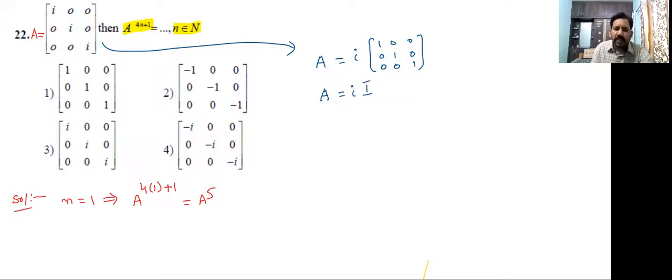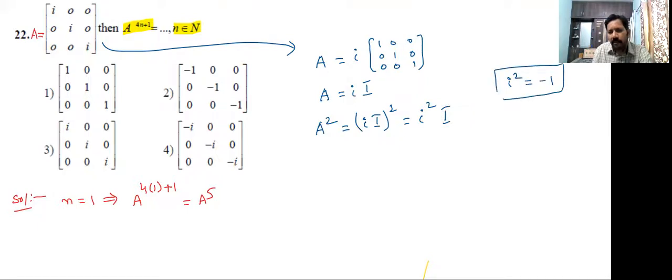Okay. Then what is A square? A square is equal to small i into capital I, whole square. i square times capital I whole square. I only know the small i whole square value. This is an imaginary number, that value should be -1. Substitute here. So A square value we are getting -1.